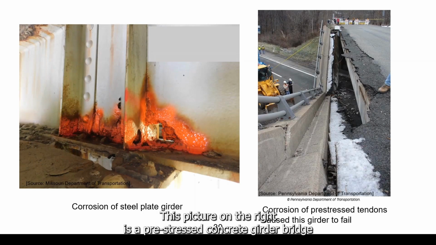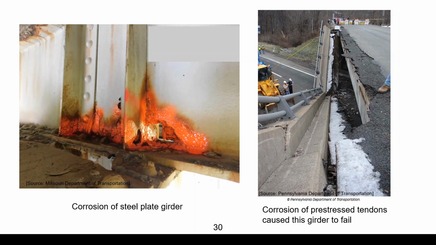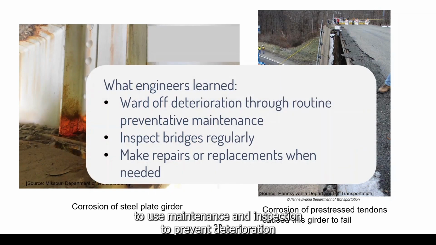This picture on the right is a pre-stressed concrete girder bridge that has experienced corrosion in the pre-stressed tendons, which went unnoticed until the girder failed. So, what can we learn from this design constraint? We can learn to use maintenance and inspection to prevent deterioration and, when needed, repair and replace bridges.